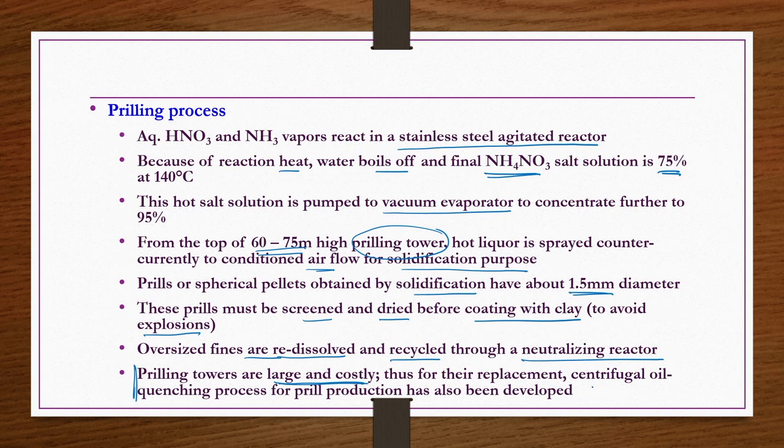Thus, for their replacement, centrifugal oil quenching processes for prill production have also been developed. But the danger is that when you do the centrifugal oil quenching process, no oil should be in contact with the ammonium nitrate, otherwise explosions may take place.